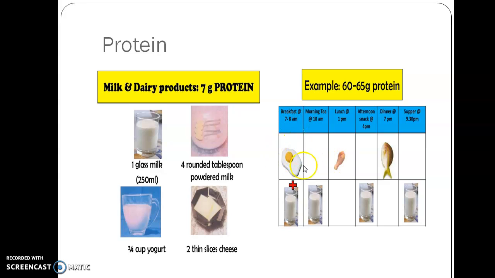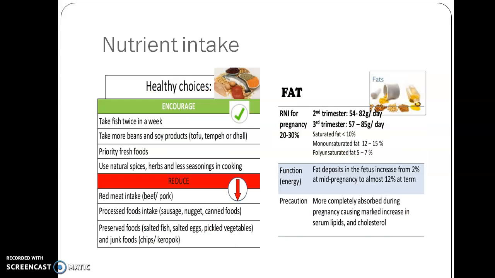Like at breakfast you can have an egg white and a glass of milk, then by 10 o'clock another glass of milk, by lunch a piece of meat, an afternoon snack with a cup of milk, and dinner with a piece of fish, and at supper, that is at night time, you can take a glass of milk. This will give the pregnant woman enough protein to meet the daily requirement.